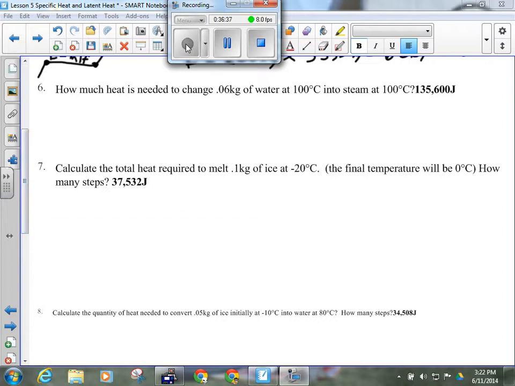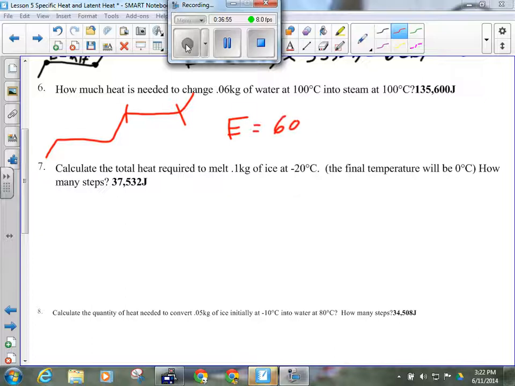Quickly, number 6 is pretty much the same, except instead of using mL_f, we're using mL_v. It's only one step. We're evaporating water into steam, so we're only dealing with this part of the heating curve. So it's just E equals 60 grams times 2,260 joules per gram, and that should give us 135,600 joules. Everyone with me there?